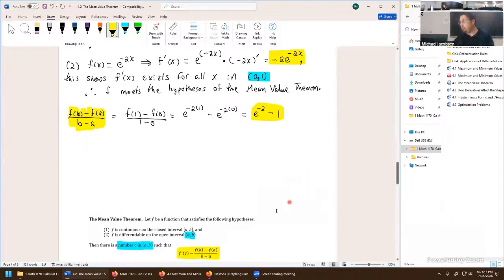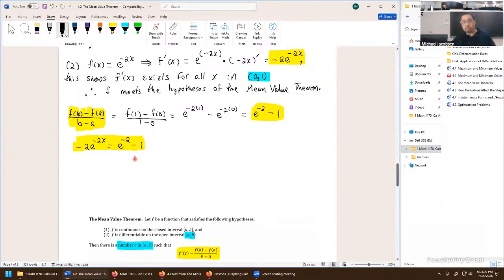We have all the good components we want for the conclusion to the mean value theorem. We're just going to take this part, f prime at x, equate it to this part, the average rate of change, and now we're solving that equation. So the left-hand side, I'm going to put in as a variable x: negative 2 e to the power negative 2x equals e to the power negative 2 minus 1. Let's highlight that in yellow just to convey where all that came from.